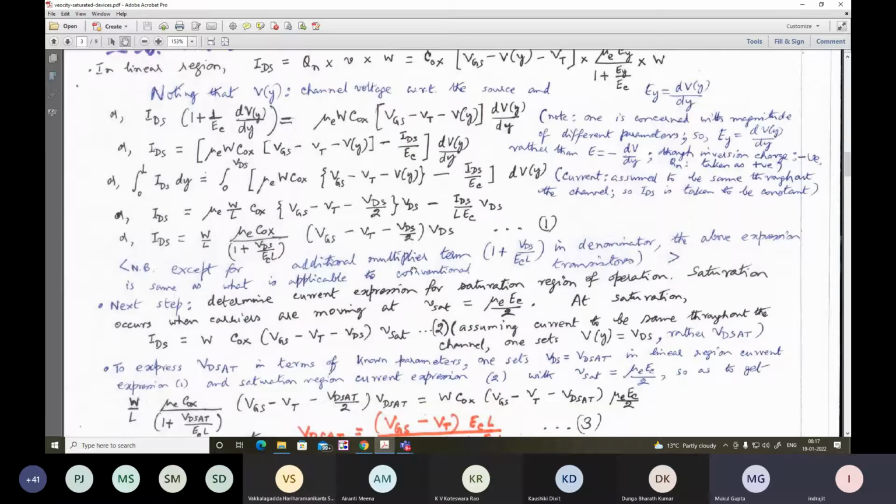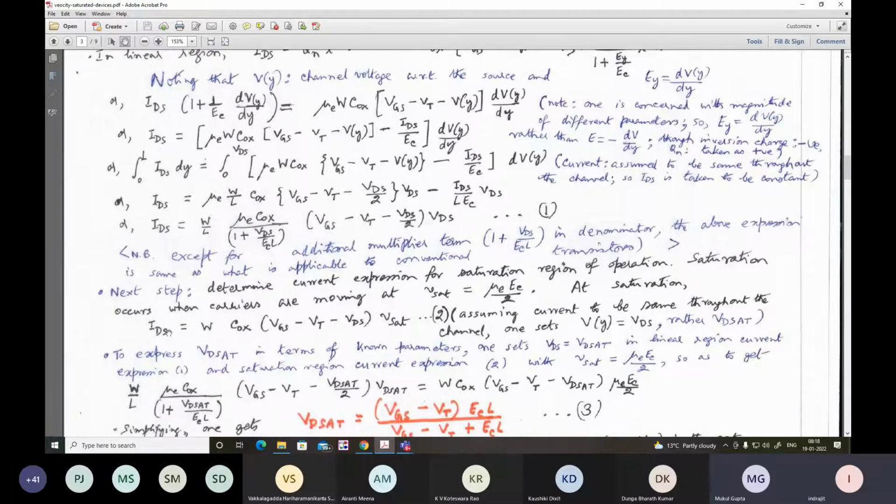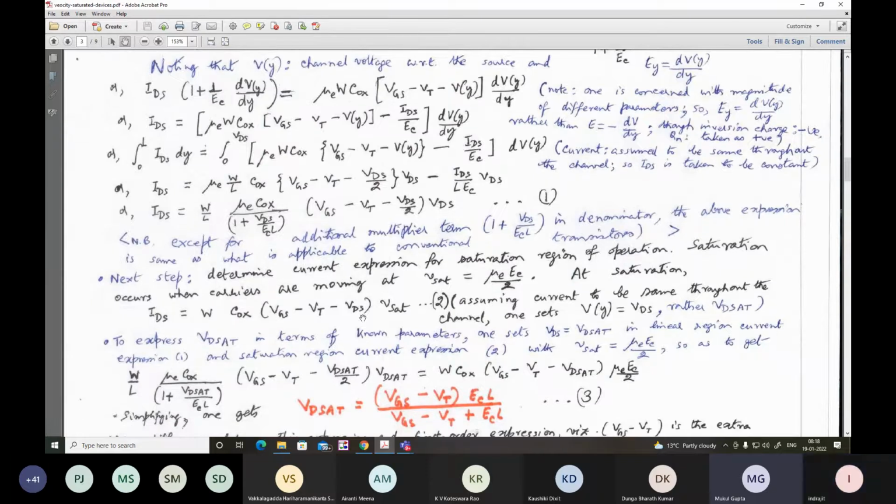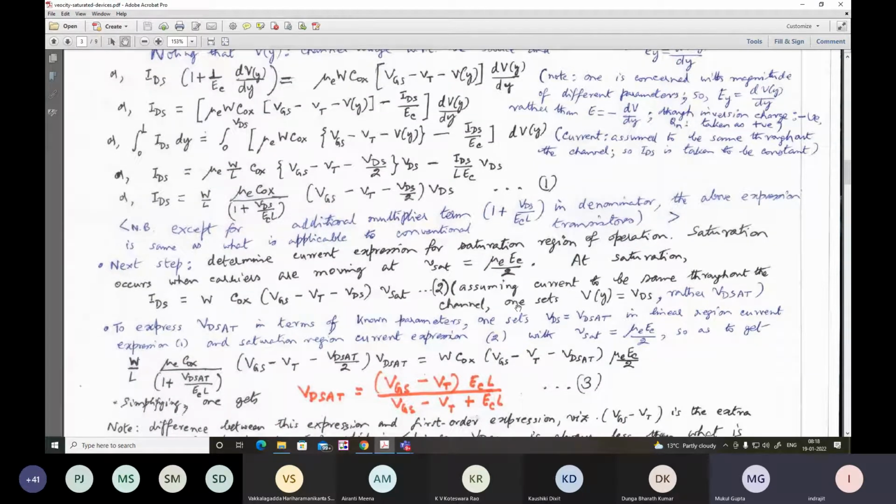Let us see what will happen in case of saturation. Now, when we try to get the expression at saturation, we need to remember that the saturation velocity is given by the product of mobility and critical field, mu EC by 2. So again, invoking the expression for current, that means the product of width of the channel, then the voltage, the saturation velocity, and the channel charge per unit area. Here we assume that current will be the same throughout the channel.